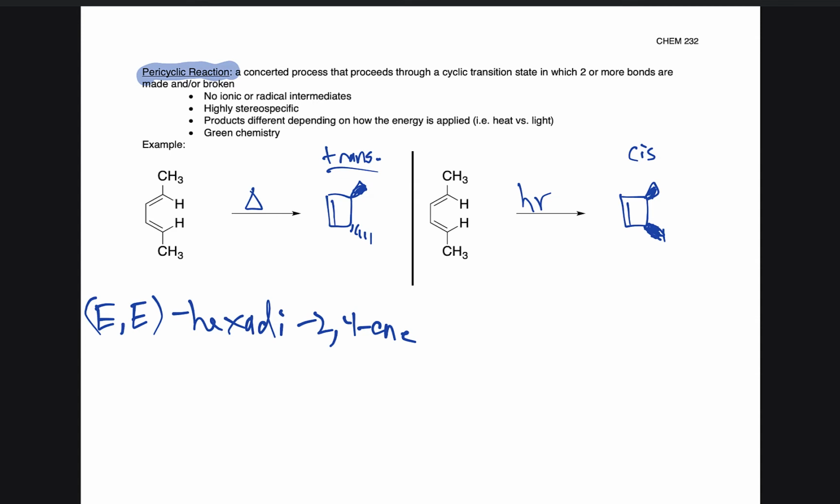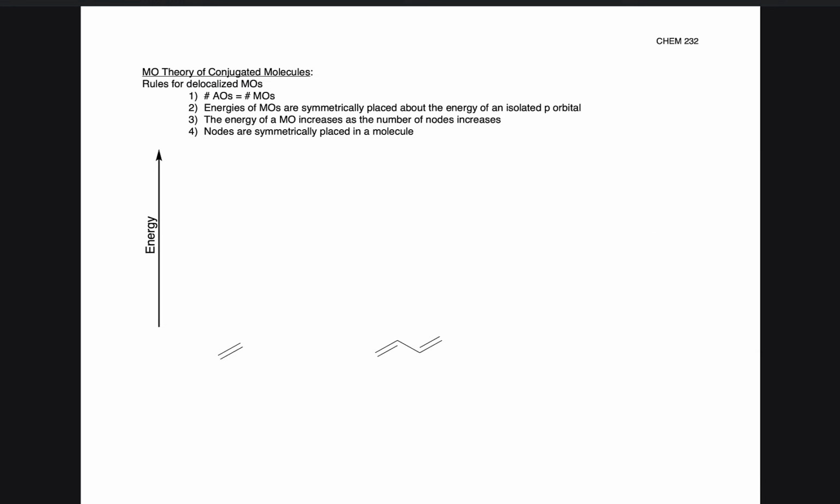Okay, but to do that, we need to discuss molecular orbital theory. So in molecular orbital theory, some things we have to keep in mind, which I've written up here, is, first of all, the number of atomic orbitals equals the number of molecular orbitals. So if we have 2 carbon atoms, we will have 2 molecular orbitals. And we're going to get to each of these rules as we go along here, okay?